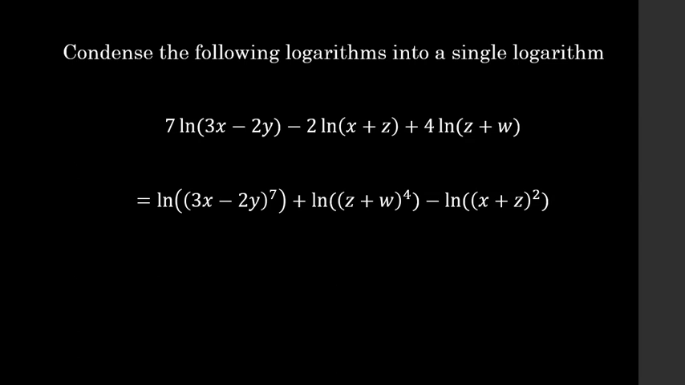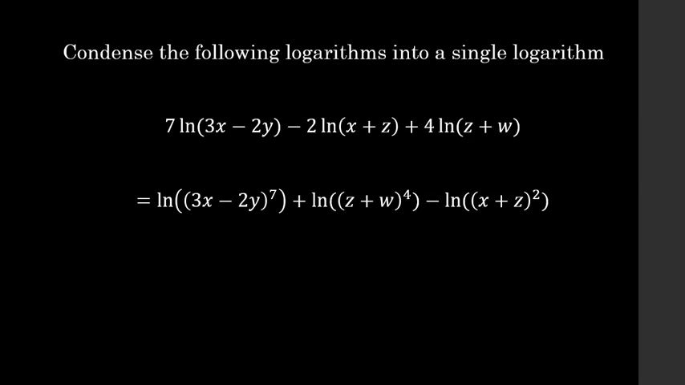Now note that I switched the order of these two terms here. I put the plus natural log of z plus w to the 4th, and then the minus natural log of x plus z squared. The order in which we put these terms does not matter. But when you can, change things so that you have any terms that are being added next to each other, and then any terms that would be subtracted next to each other as well, so we can use the subsequent properties a lot easier.